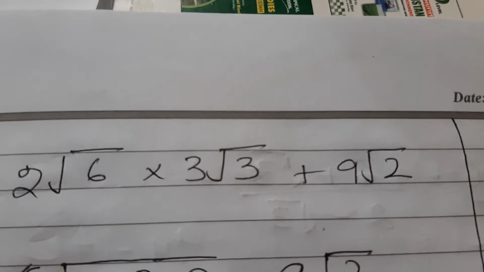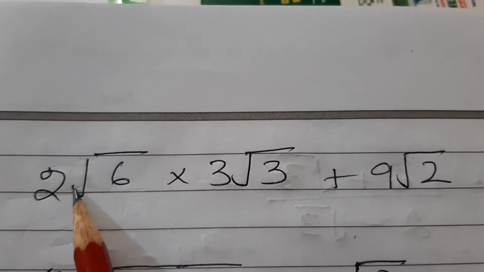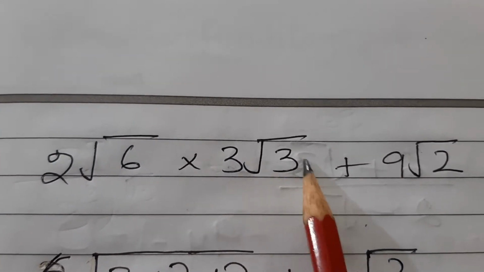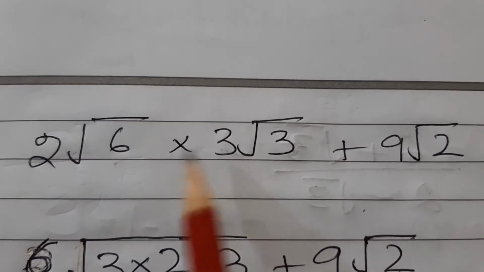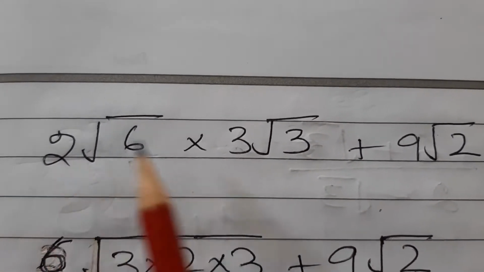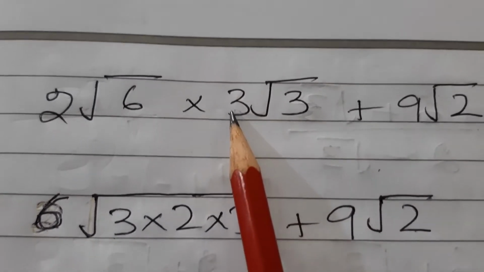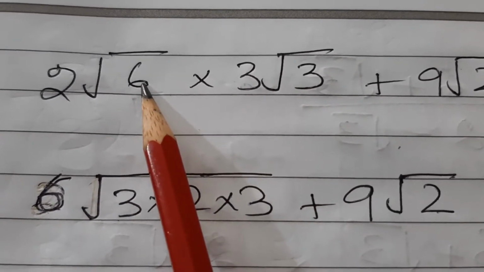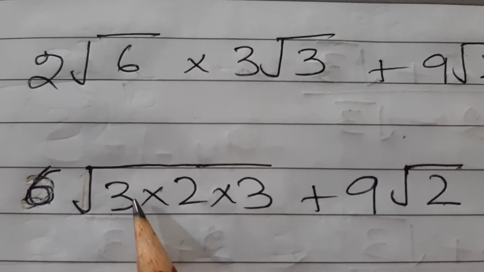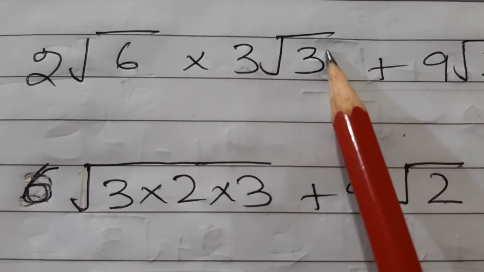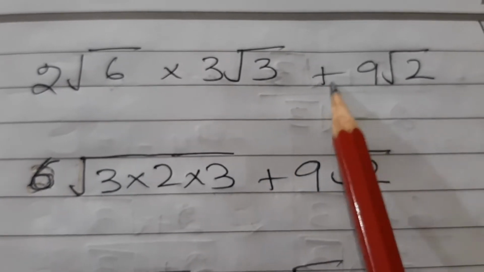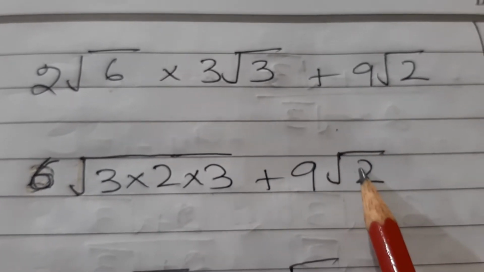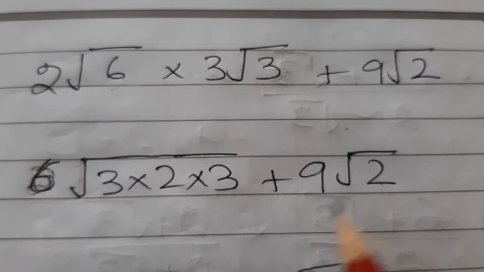Okay, so we have reached till here. 2 root 6 into 3 root 3 plus 9 root 2. So I'm multiplying 3 by 2 because they are outside the surds, so they can multiply. And I'm writing the simplified form of root 6. So this is already in the simplified form, so I'm writing it as it is. Plus 9 root 2. This is also simplified form. We can't do anything else.